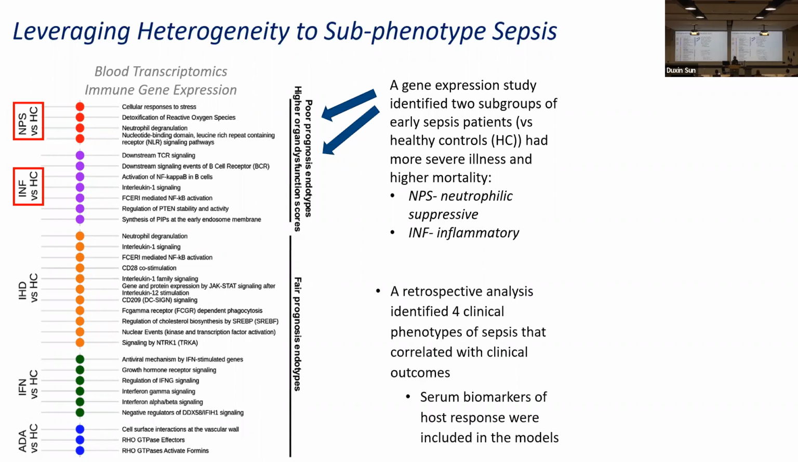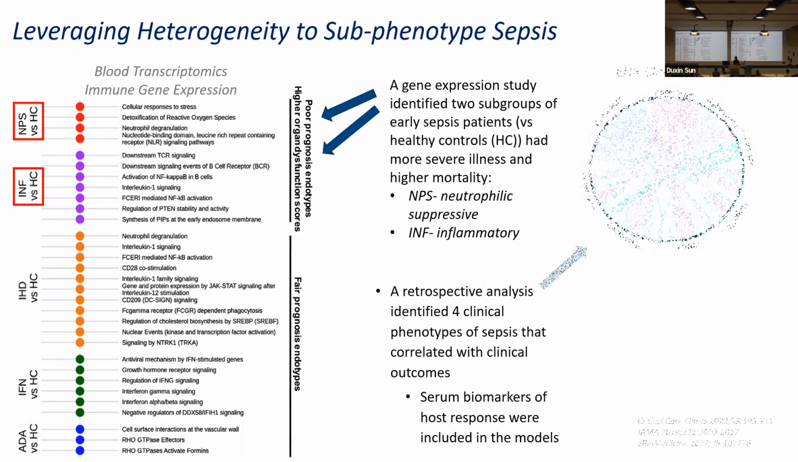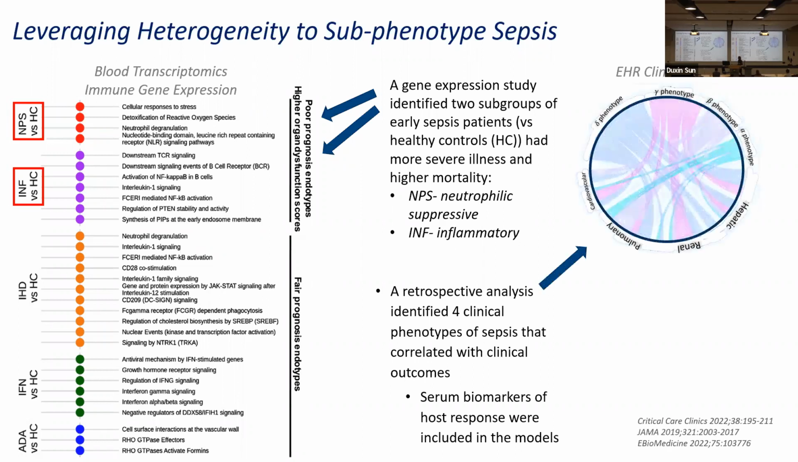Another larger study used a retrospective analysis of electronic health record data and identified four clinical phenotypes. They also looked at serum biomarkers of host response when they developed their models, and they found these four distinct phenotypes that were related to organ function: hepatic, renal, pulmonary, and cardiovascular. So kind of aligning with the SOFA score measurements. But this model has been called a hot mess.